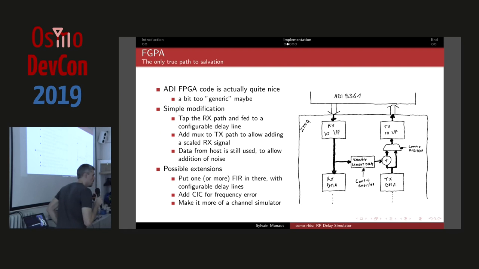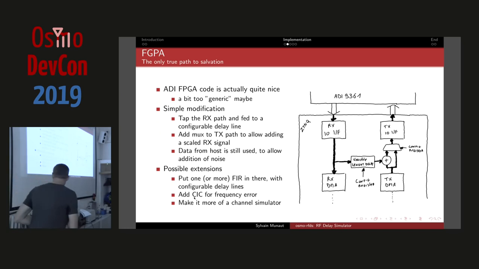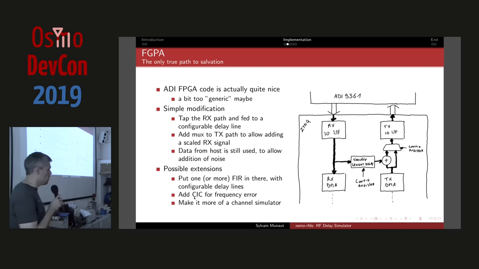Sorry, Doppler. Yes, you could. I made a mistake on the slide. It should say codec here and not CIC, because CIC wouldn't help to add a frequency error. But you could add a complex multiplier with a codec to simulate a frequency error and simulate Doppler. Because most of the DSP blocks are free and the block RAMs are free too, there's lots of room for extension if anybody wants to do that or needs it.